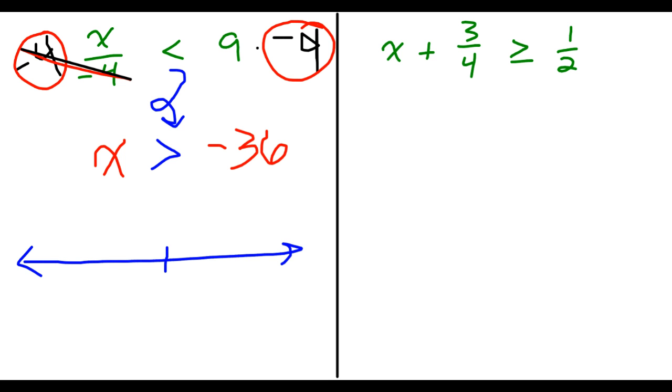So here's our number line, negative 36. It's an open circle because it's a greater than and not a greater than or equal to, and it's everything greater, so it's towards positive infinity, or the right side of the number line. For the next one, we're just going to take 3/4 away from both sides.